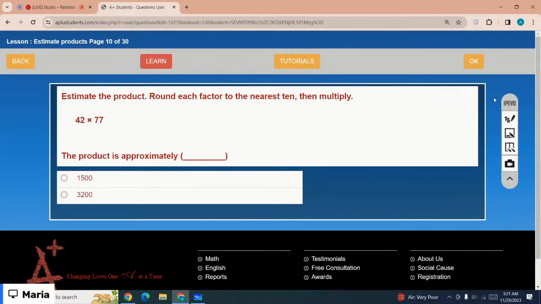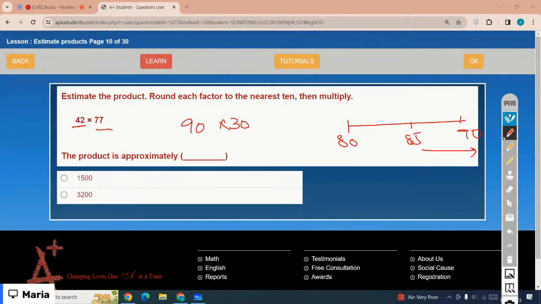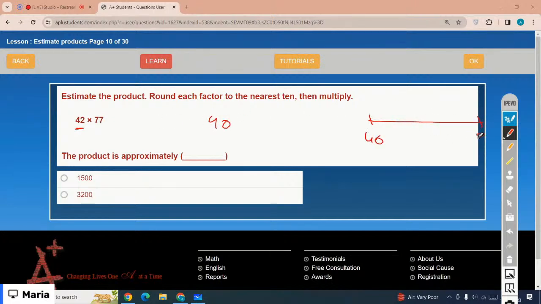Yeah, sure, I can write. You can see here you have 42, right? You need to round these numbers to the nearest 10, right? Here you have 40 and here you have 50. 42 is near to 40, so it would be rounded off to 40, right? Then you have 77. Here is 70, here is 80, 77 is here. 77 is near to 80, so it would be rounded off to 80. You need to do 8 times 4, that is 32, so the answer is 3200.